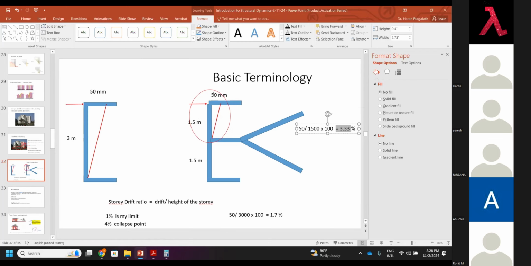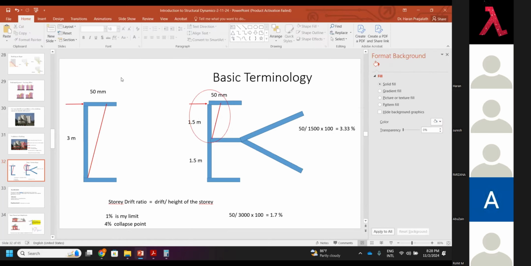So if further it is increased to 60 mm, here also 60 mm, but here it is safe, but here it is not safe because of this short column effect.